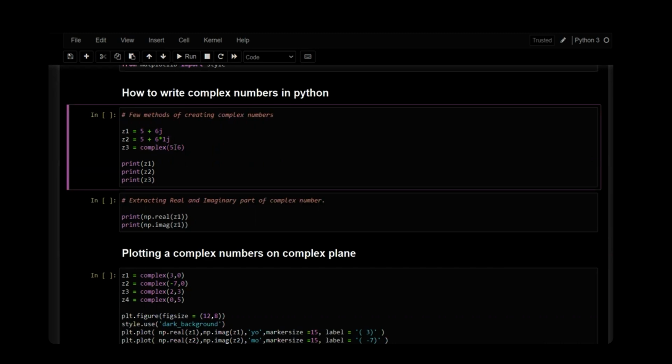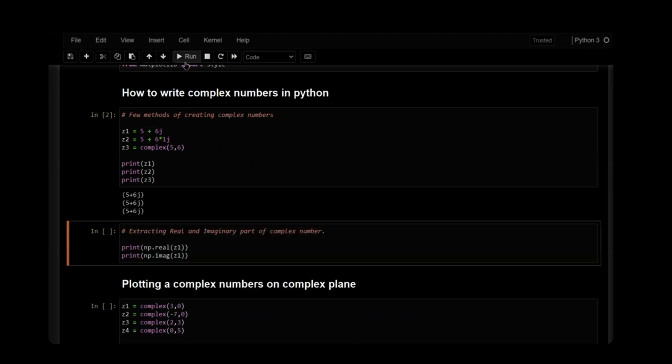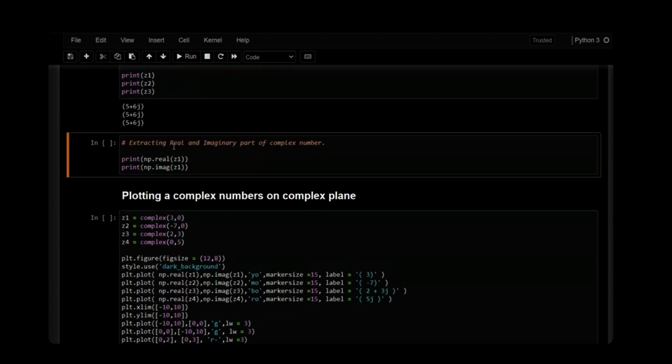The third and most recommended method is to use the complex function, writing the real part and the imaginary part separately. Let us run this cell and see the results. We can see that we have generated the same complex number, 5 plus 6j, using 3 different methods in Python. You can use any method, but the most logical and clear approach is to use the complex function.